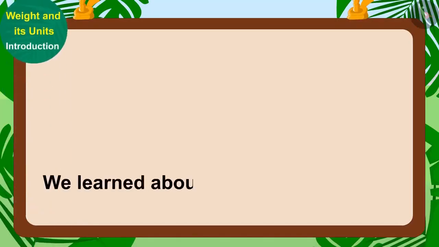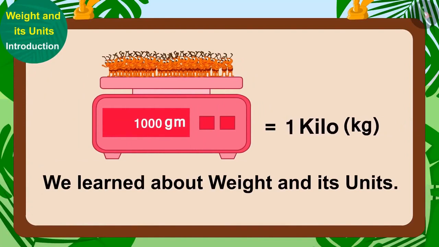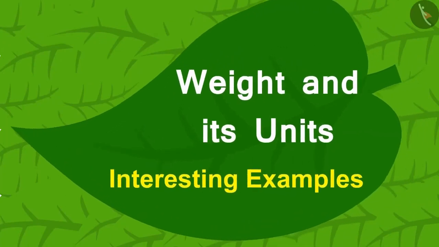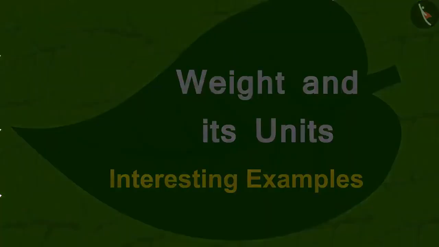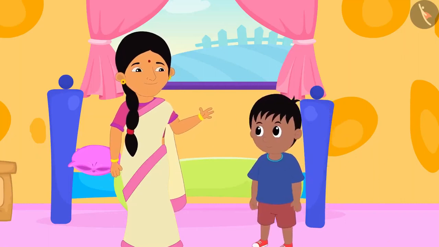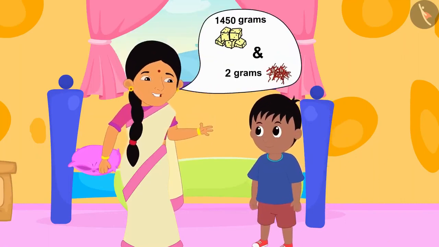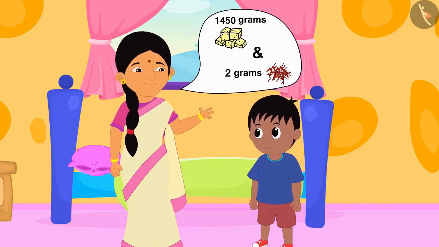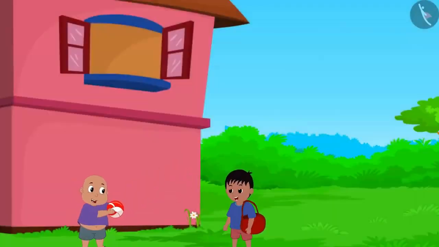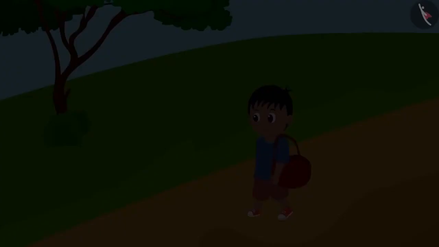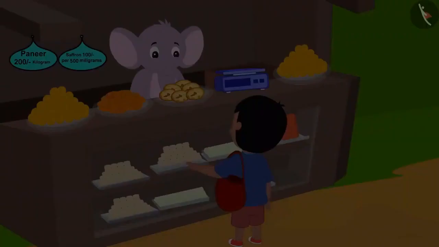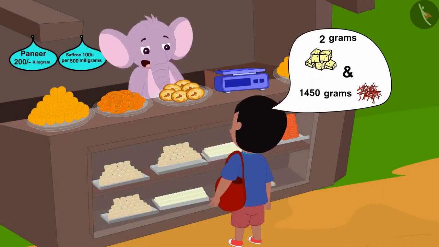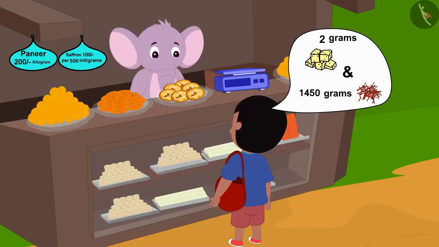In the last video, we learned about weight and its units. In this video, we will learn more about it by some interesting examples. Raju's mother asked him to buy 1450 grams of paneer and 2 grams of saffron from Appu's shop. Raju kept playing on the way and finally reached Appu's shop. I want 2 grams of paneer and 1450 grams of saffron, Raju told Appu.